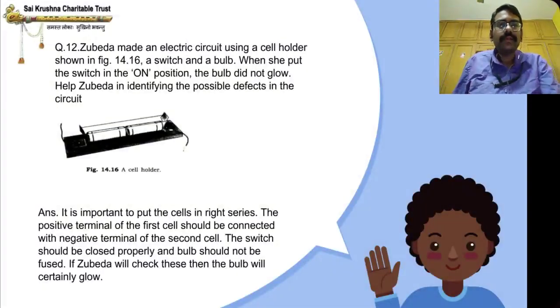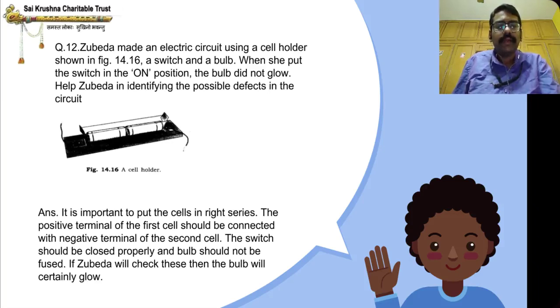Question number 12. Zubeda made an electric circuit using a cell holder shown in figure 14.16, a switch and a bulb. When she put the switch in the on position, the bulb did not glow. Help Zubeda in identifying the possible defects in the circuit.